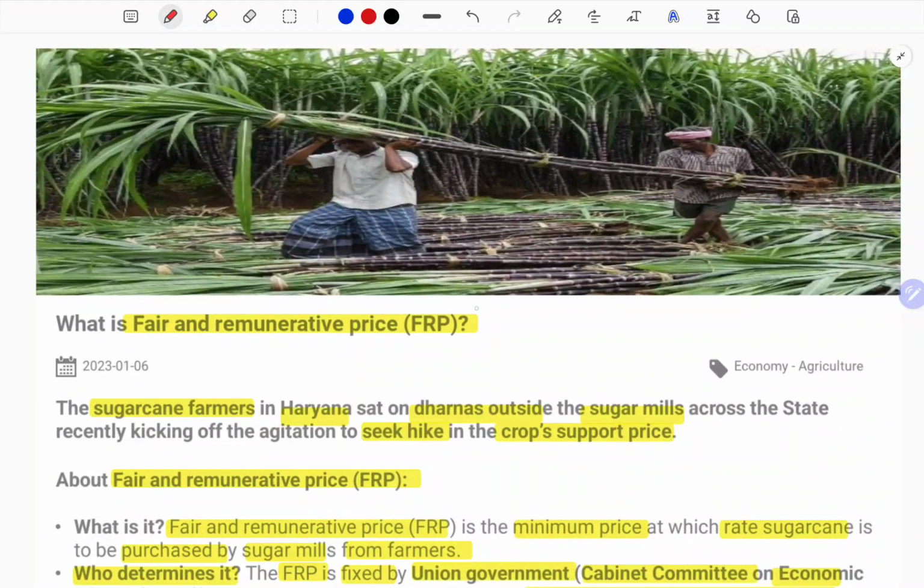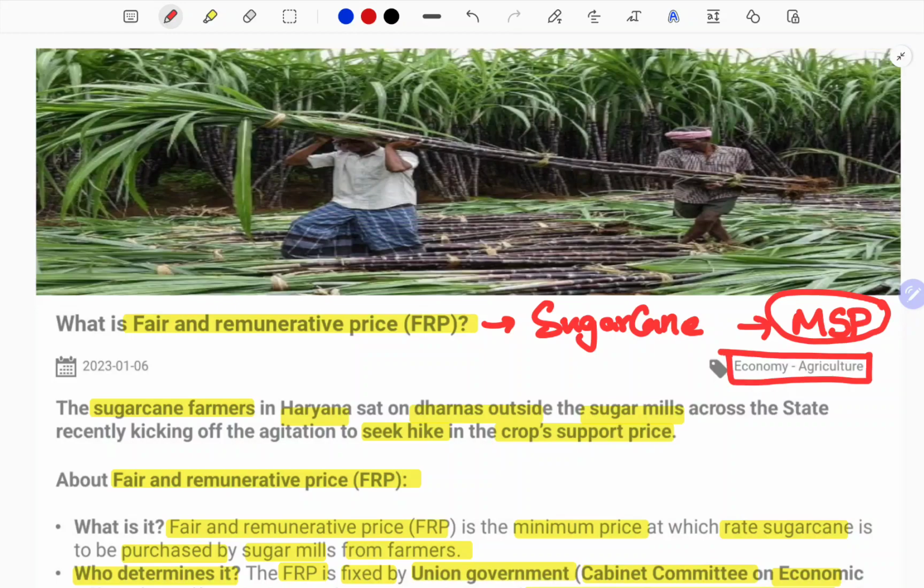Very important: remember this FRP is related to sugarcane farmers and sugarcane cultivation, and it is similar to the MSP, that is, Minimum Support Price. This article is related to economic and agriculture concepts. So very important for your examinations.